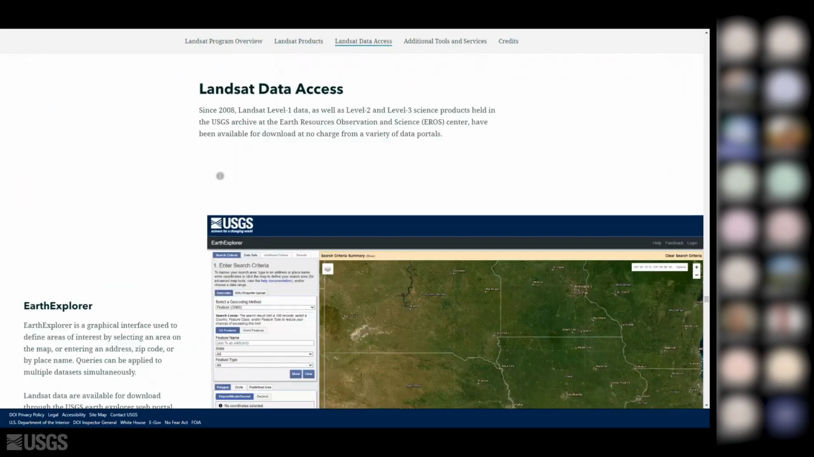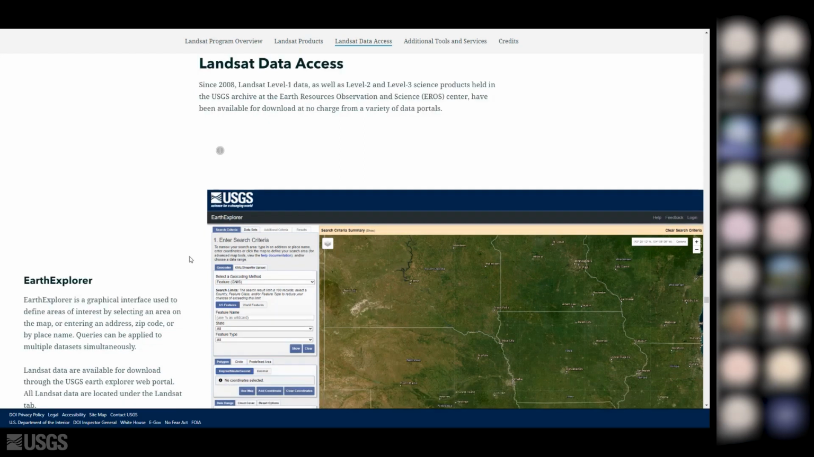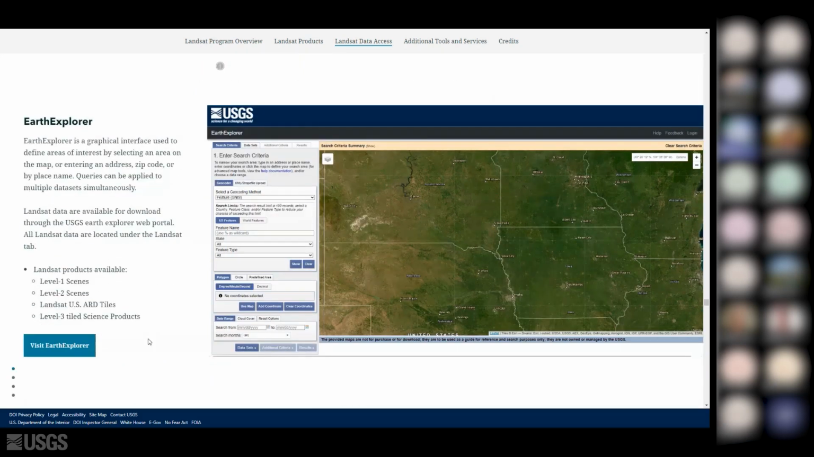Now that we went over all of these really interesting and really useful products, how can we access them? Well, since 2008, Landsat level 1, 2, and 3 products are available for download at no cost to you. So first, here's a very popular data portal for not just downloading Landsat data, but other data as well.